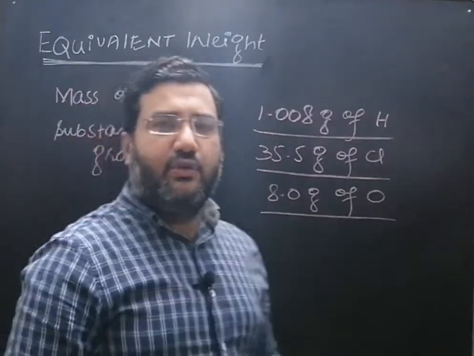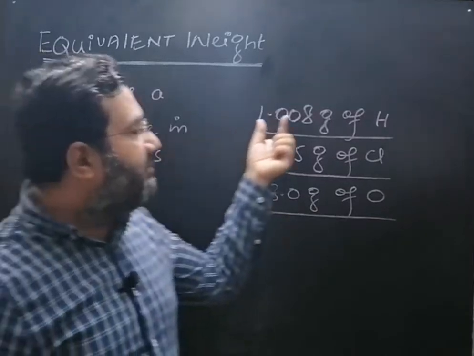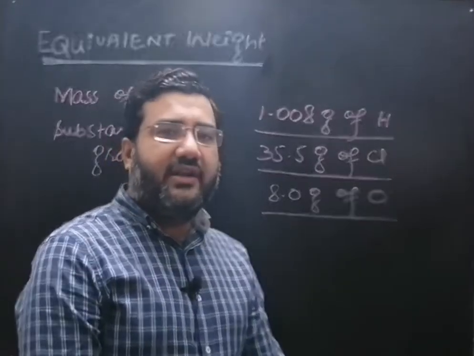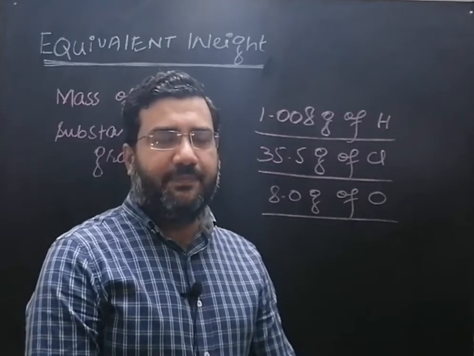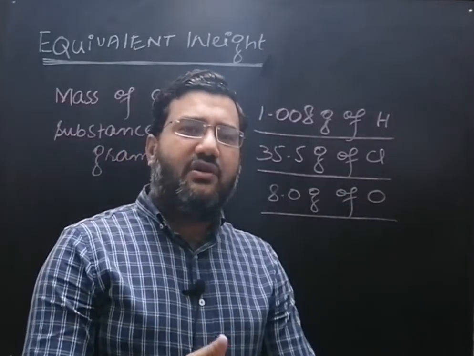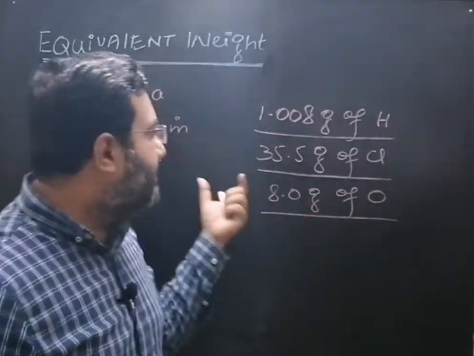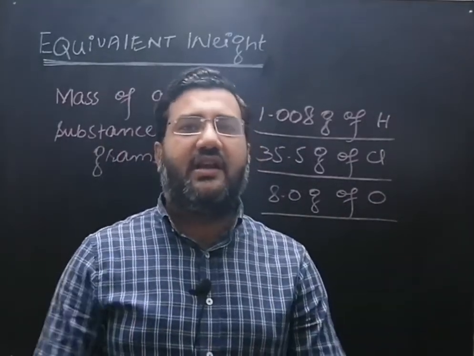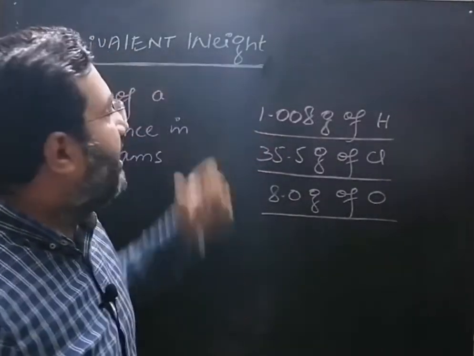So keep in mind that equivalent weight is the mass of any substance in grams which can combine with or replace, directly or indirectly, 1.008 grams of hydrogen, 35.5 grams of chlorine or 8 grams of oxygen. This is the definition of the equivalent weight. But the definition is not as important as the calculation. So you must memorize this definition, but the most important part of the concept is how to calculate it. So let us learn how we can calculate the equivalent weight.